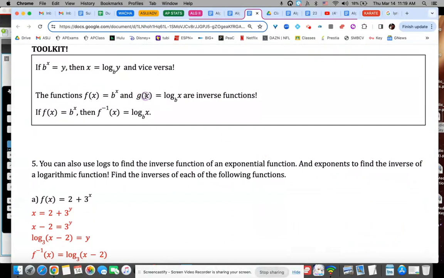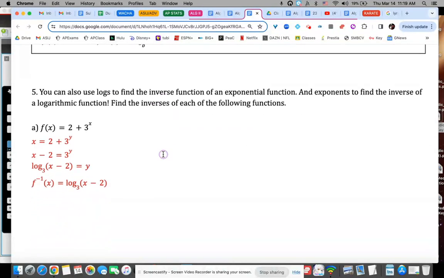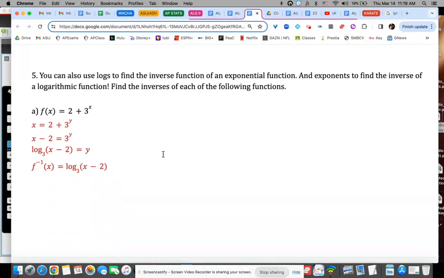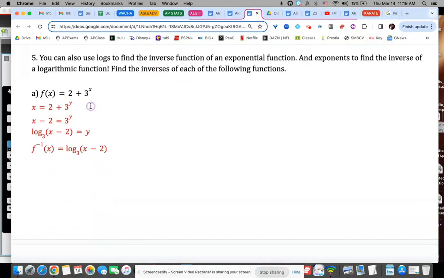Okay, so what's kind of the rule, right? What are inverses? Well, if you have b to the x as your function, the inverse of that, and you can see down here we have the inverse notation, the inverse of that is a log with the same base, b. Whatever this b is, then your log should have the same base, and they will be inverses. So that's your toolkit.